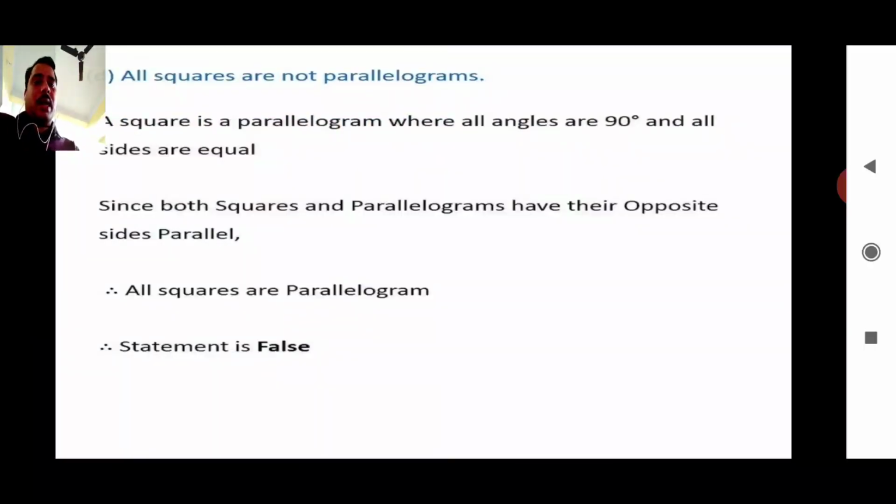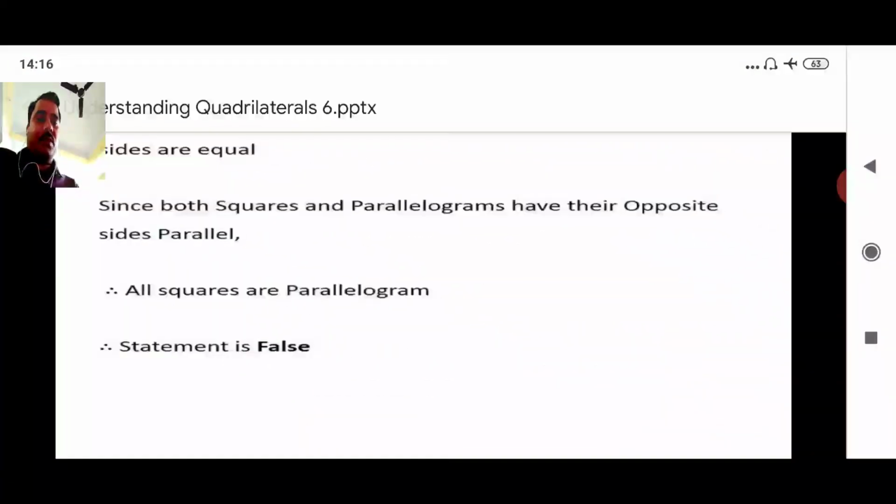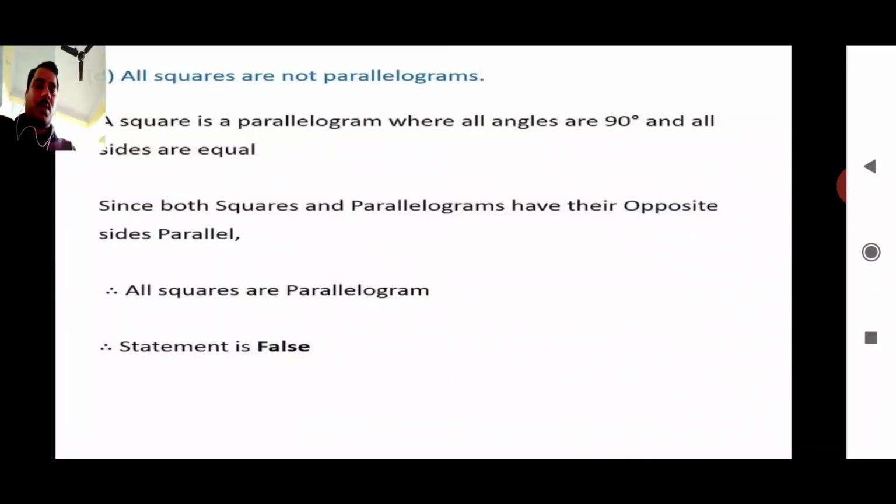Next one, all squares are not parallelogram. Because a square belongs to the parallelogram family, this statement is false. You can see here that in a square ABCD, AB equals BC equals DC equals AD, all sides are equal, and in a parallelogram opposite sides are equal, this equals this and this equals this, so it is a parallelogram. So this statement is wrong.